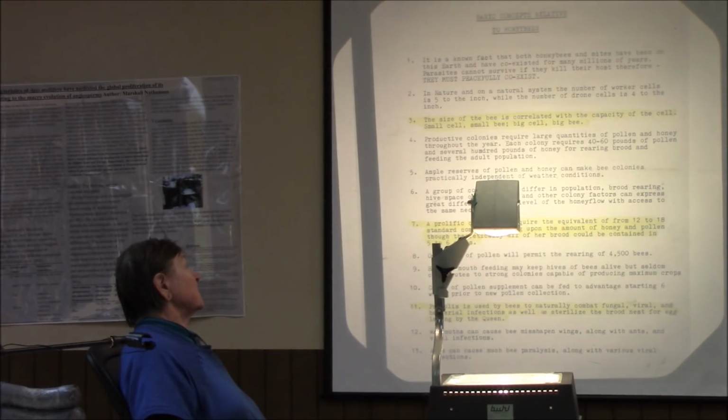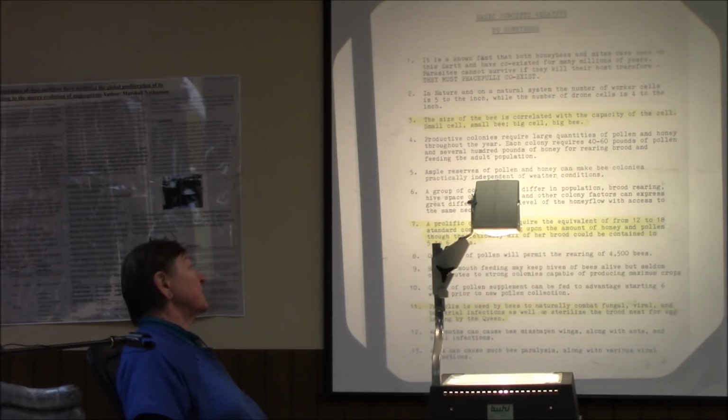Okay, in our natural system, the number of worker cells is 5 to the inch, while the number of drone cells is 4. The size of the bee is correlated with the capacity of the cell. Small cell, small bee, big cell, big bee. And this has been known for eons, and it's the difference between drones and workers.